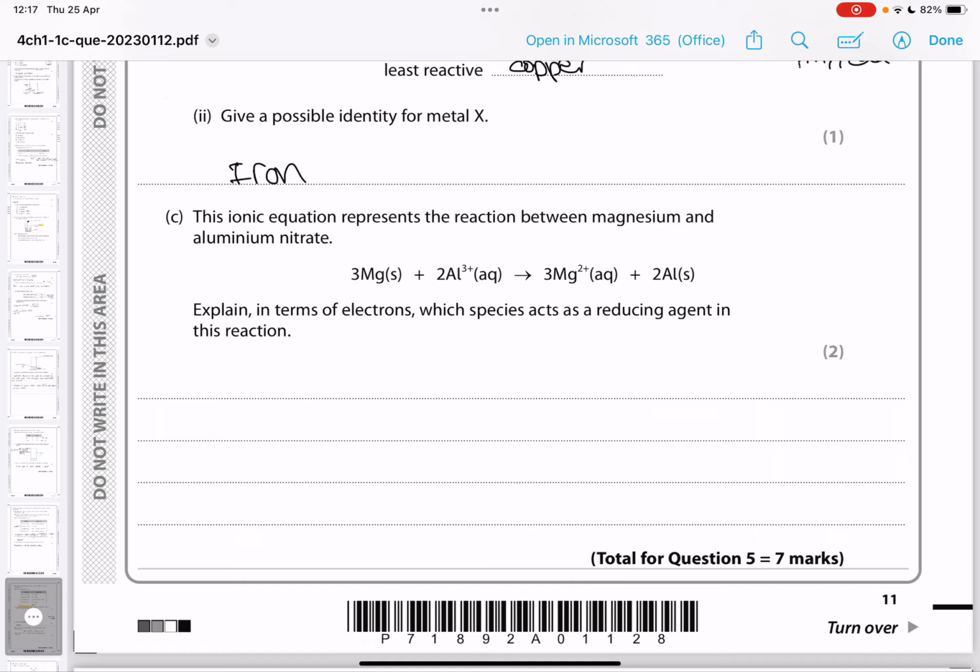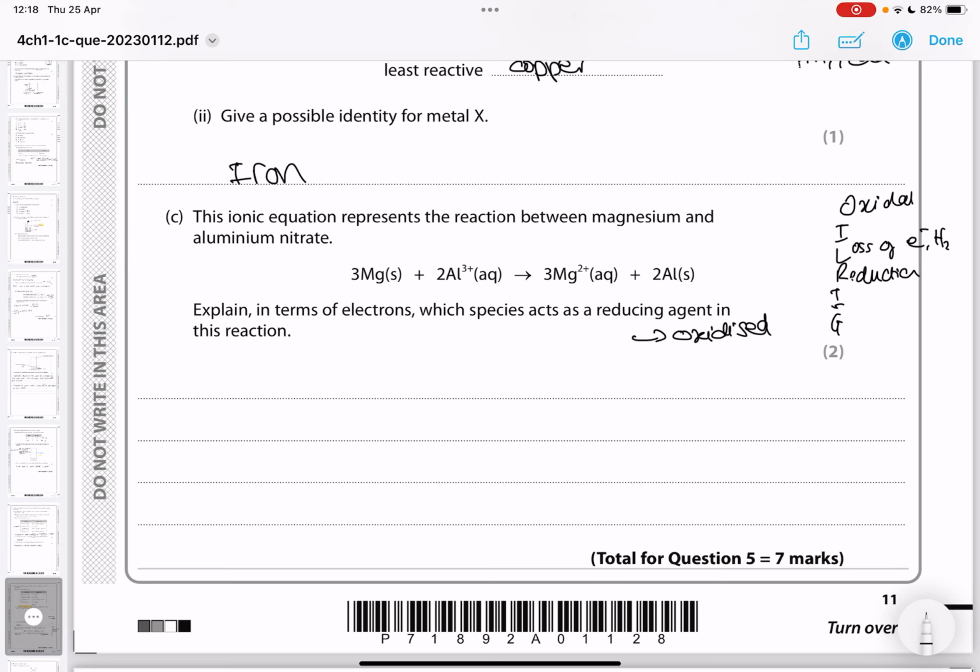This ionic equation represents the reaction between magnesium and aluminium nitrate. Explain in terms of electrons which species acts as a reducing agent in this reaction. Okay, so what you need to remember is, if a species is acting as a reducing agent, it means that it's being oxidized itself, okay? And what oxidation means, I hope you guys know this acronym, OIL RIG. Oxidation is loss of electrons, and reduction is gain of electrons.